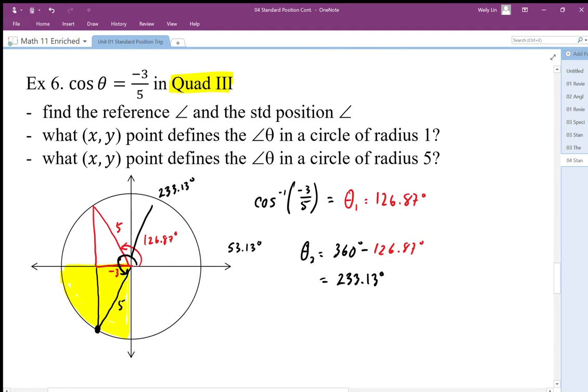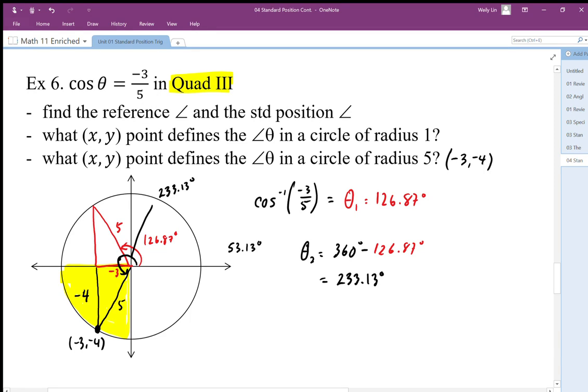So there it is. The x and y coordinates define the circle of radius 5. I'm going to answer that first because this is radius 5. If I use Pythagoras, I get 5 squared minus 3 squared equals 4 squared. Now the position is negative 4, so it's very important that we keep track of that negative. So it's going to be negative 3, negative 4.